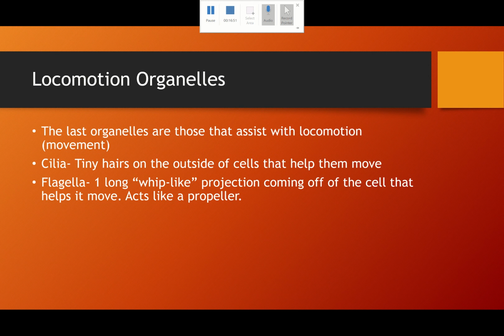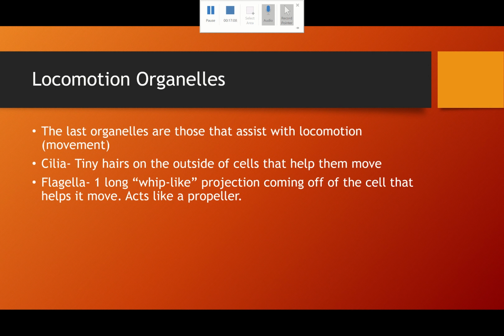Not all cells have these things, only cells that need to move. So a lot of bacteria, a lot of prokaryotes have those. A lot of single-celled organisms have those because that's their only way to move. But for us, we have our legs. We can move ourselves, so our cells don't need these organelles as often.